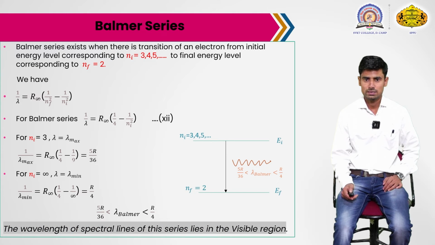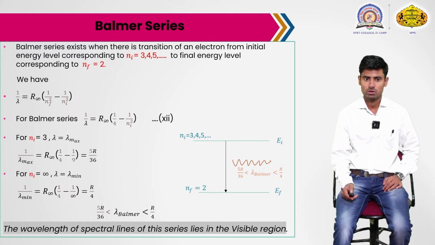The second series is the Balmer series. Now this Balmer series exists when there is a transition of an electron from Ni equals 3, 4, 5 to Nf equals 2. Here the final energy level, that is the lower energy level, corresponds to Nf equals 2. So whenever the electron jumps from a higher energy level to the final energy level, which corresponds to Nf equals 2, we will have a Balmer series.